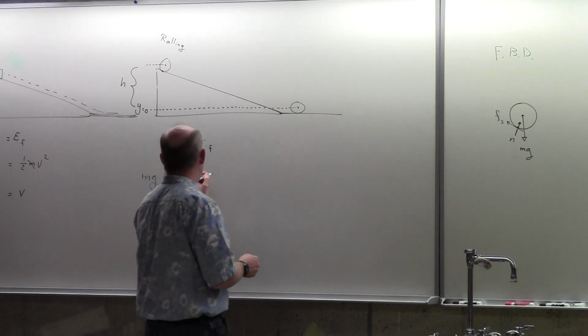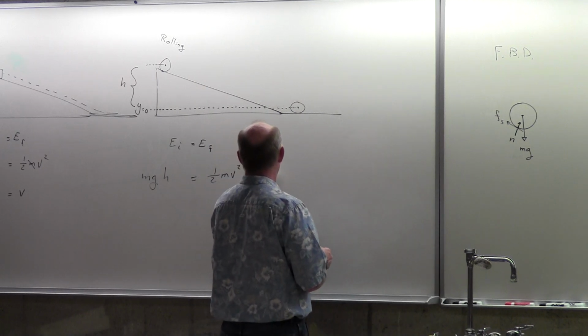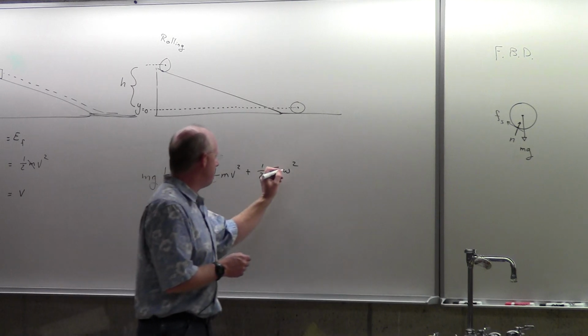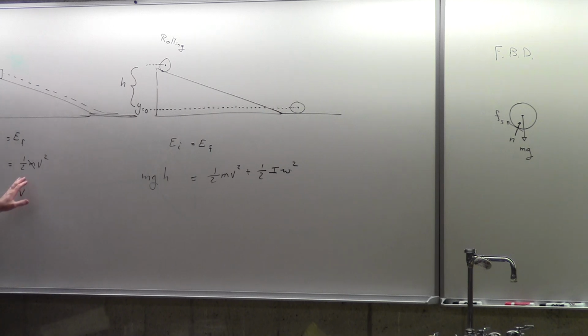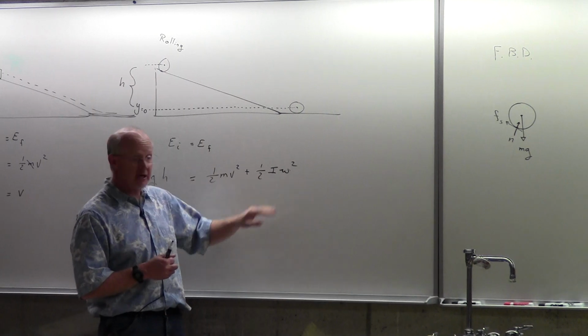All right, so that is why I picked this as the first to discuss here: don't forget that you've got both now. This object is both going to be translating and rotating. We didn't have that here. So we still have this 1/2 mv squared, just now we also have a rotation.